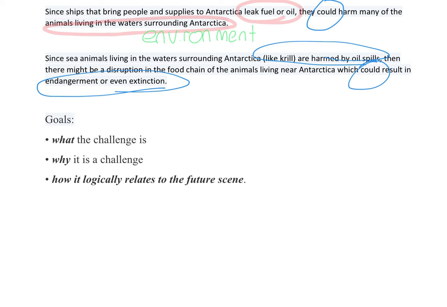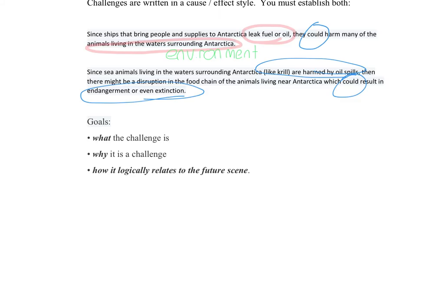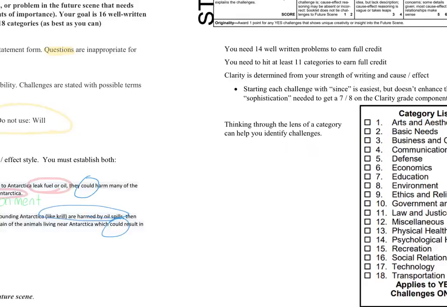And a lot of times that'll just happen naturally as you're establishing the cause and effect, but sometimes you can even go more specifically to tie it into your future scene, and we'll get practice on that as we create some in practice together.